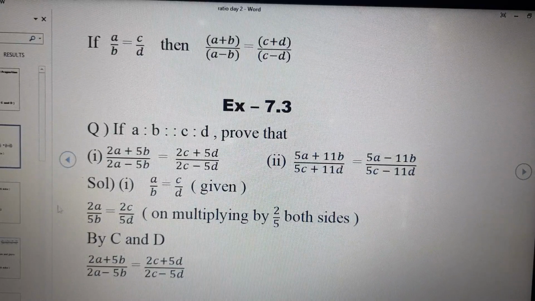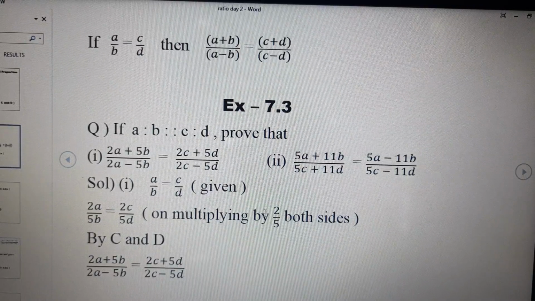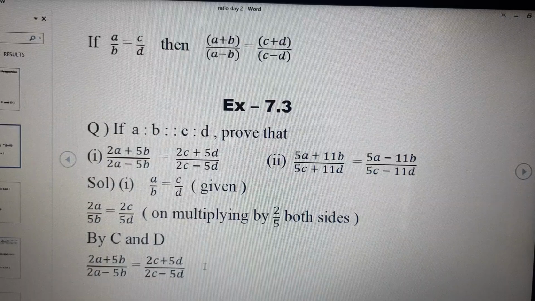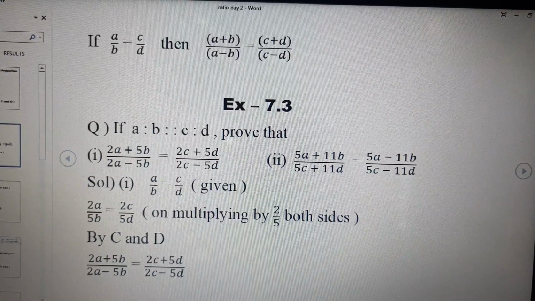First we had multiplied by 2 upon 5 both the sides. Then we had applied componendo and dividendo.